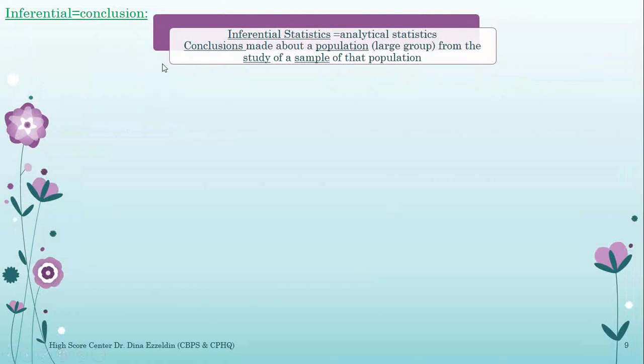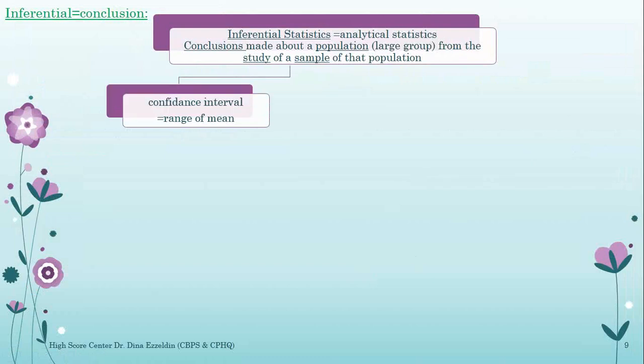The inferential part, which is the conclusion of any trial, is to generalize our trial to the population. We can do this by two methods. The first is the confidence interval, which is a range of the mean. The confidence interval can be expressed in two manners. Between two numbers: the confidence interval is between 9 and 11, or between 90 and 99.